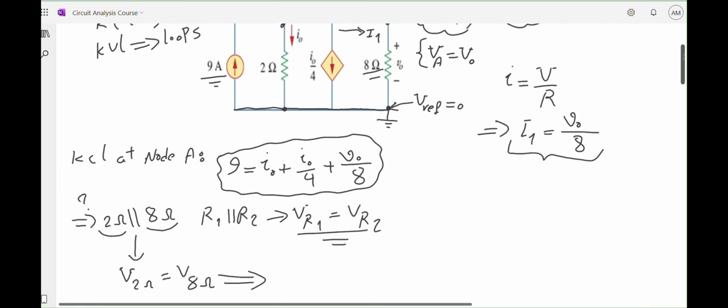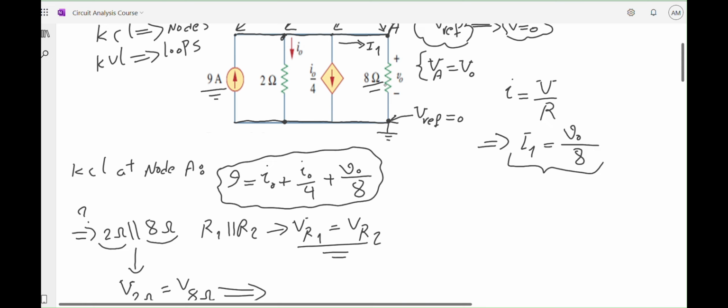Let me just scroll up. The voltage across 8 ohm is here. It's VO. You see here? VO is the voltage across 8 ohm. What about the voltage across 2 ohms?